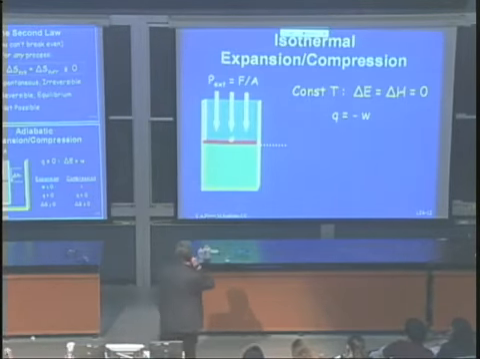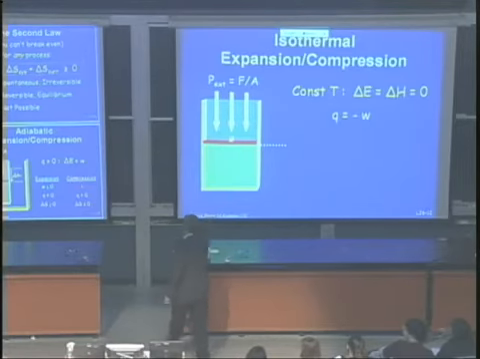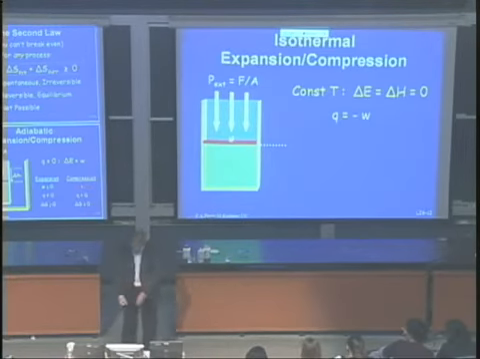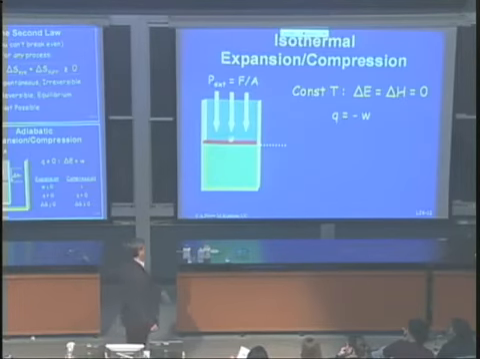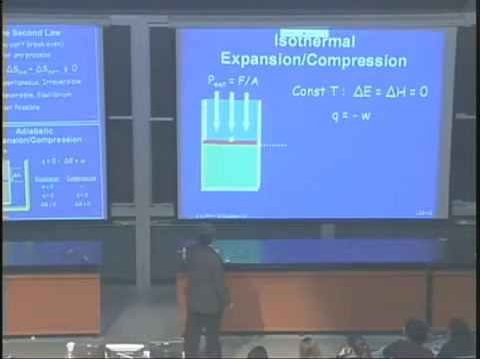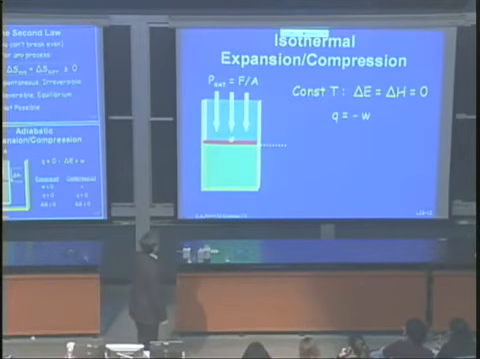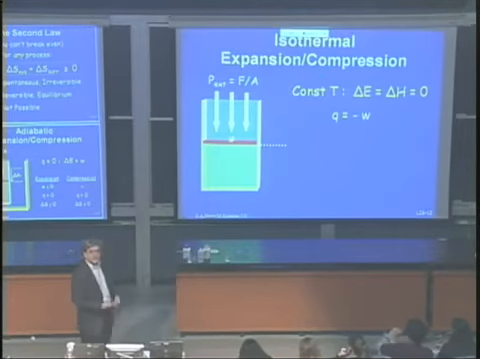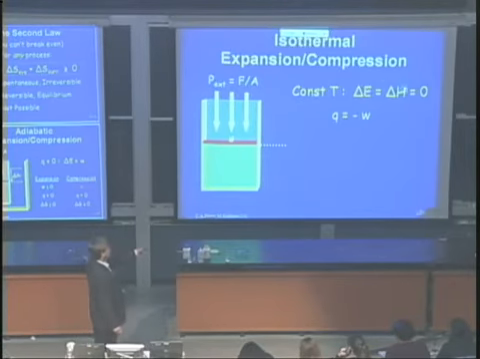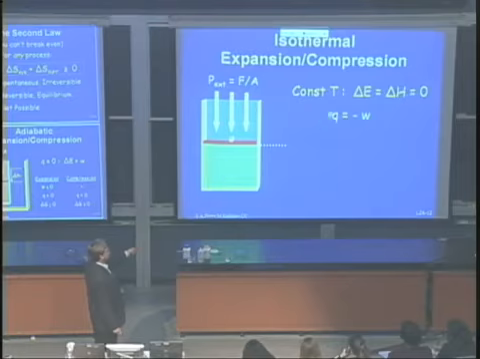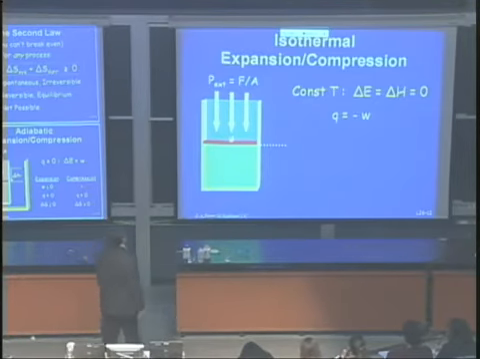Now, let's look at the entropy of these piston things. You know how to do this. We do an isothermal expansion and compression. Isothermal means we have a constant temperature. The temperature of that gas will not change. With this, delta U equals 0, and we know that delta U is Q plus W. If I set this to 0, Q equals minus the work.